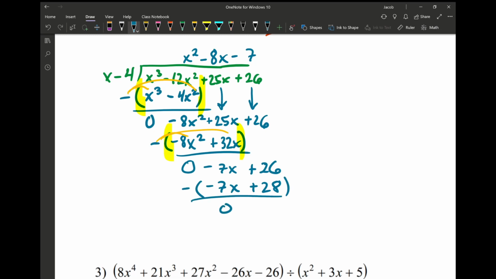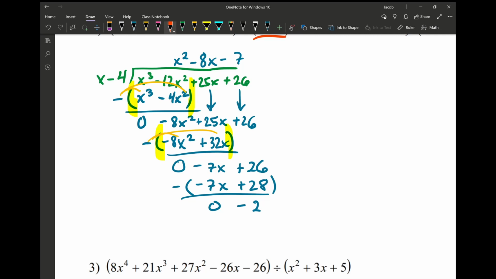So my subtraction becomes negative 2. So I do have a remainder here. This is part of my remainder. And the way we write remainders with polynomials is we put them next to our last term, but we still are dividing them by x minus 4. So that's how our remainder is written.